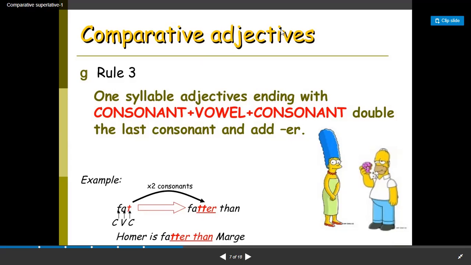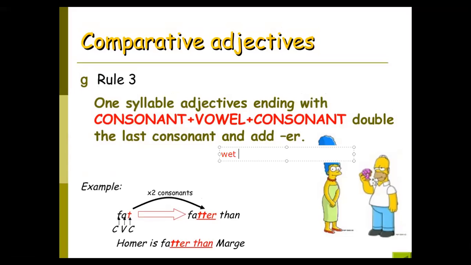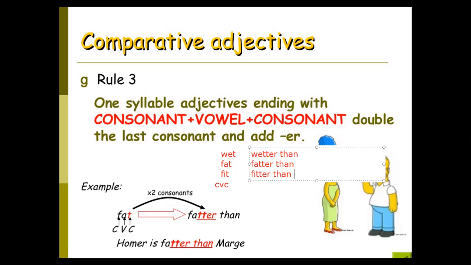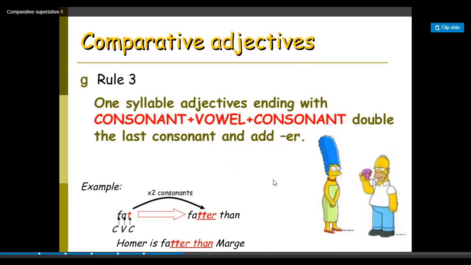This is only with words of three letters, like wet, fat, fit. All of them are consonant, vowel in the middle, and consonant. What would I do in this situation? If I want to add er, I will double the last letter right away. So it will become wetter than, fatter than, fitter than. All of them double the last letter. Understood until now? Yeah, Miss. Okay, this is the third rule.